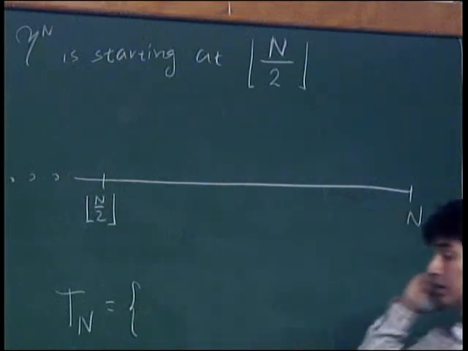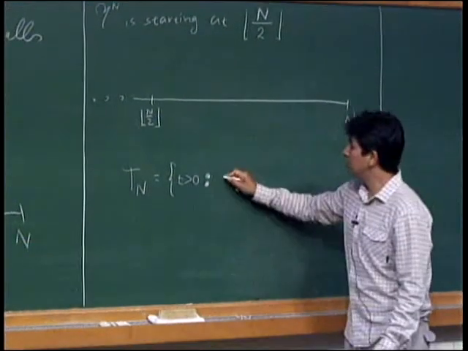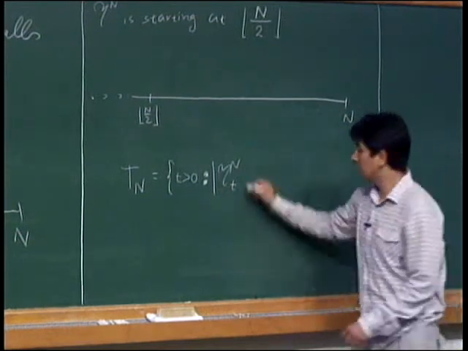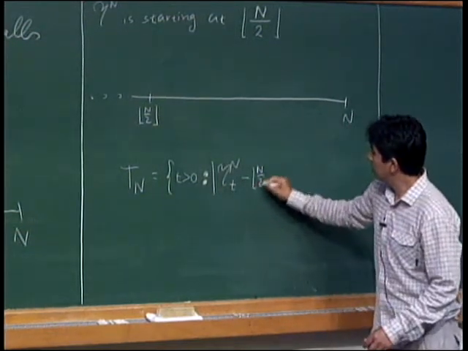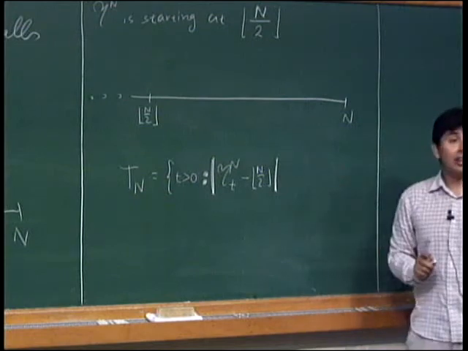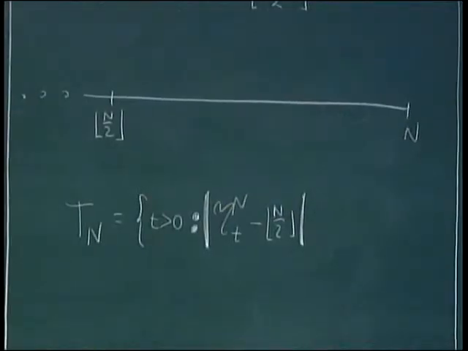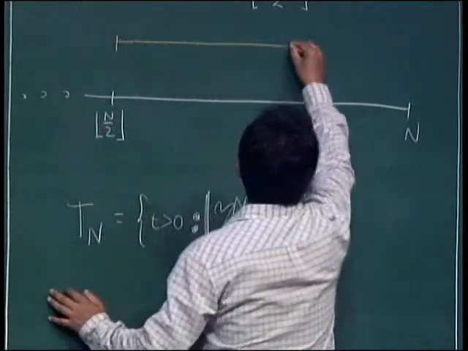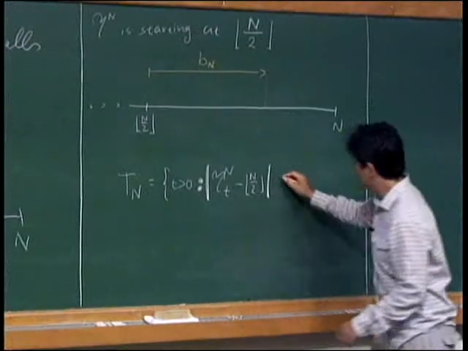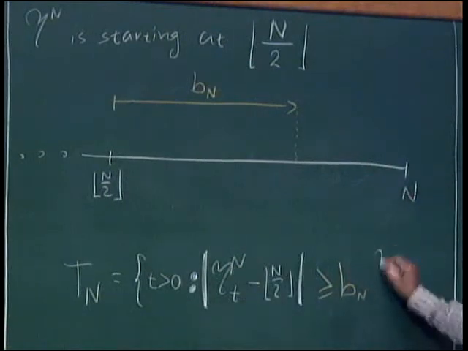Let me define this Tn as the time you need to wait to see that your process is finally far from the middle. So here I need a number to say that you are really far. Let me use a Bn to quantify this distance.